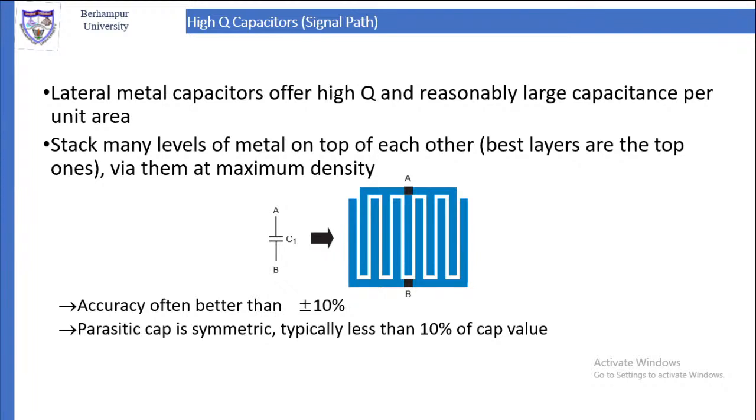Parasitic capacitance is symmetric. Just look at the figure; from the figure it is symmetric. Therefore, the parasitic capacitance is symmetric. It will typically be less than 10% of the capacitance value.